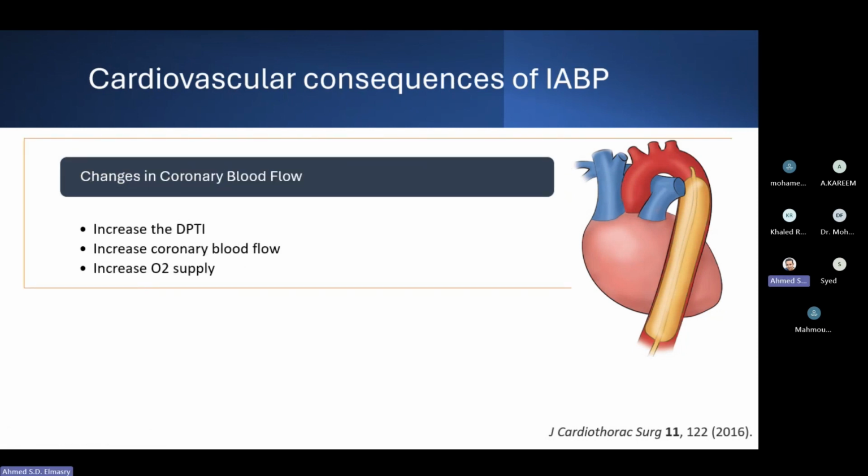Regarding the changes of the coronary blood flow, the intra-aortic balloon, as we explored before, is able to increase the area under the curve of the diastolic pressure time index. So this will increase the coronary blood flow, which will lead to an increase in the oxygen supply.